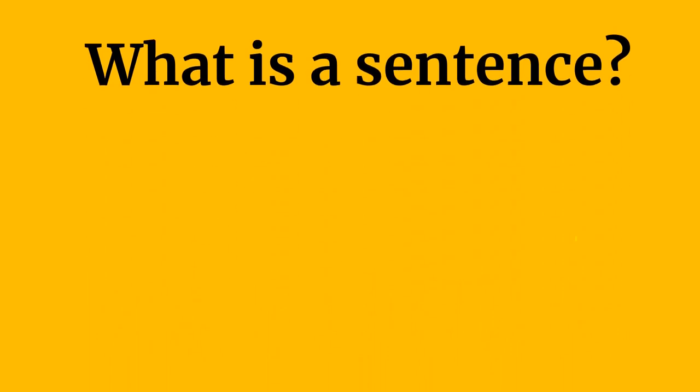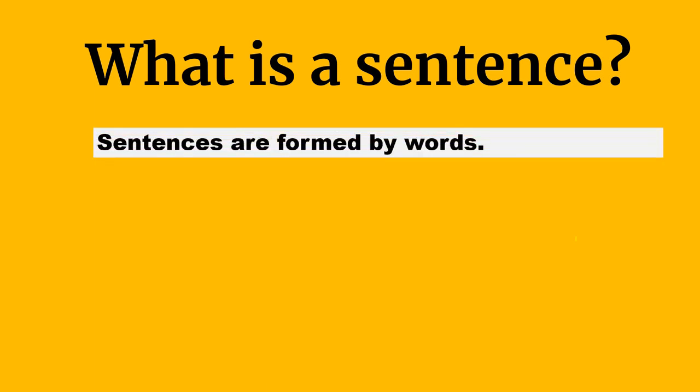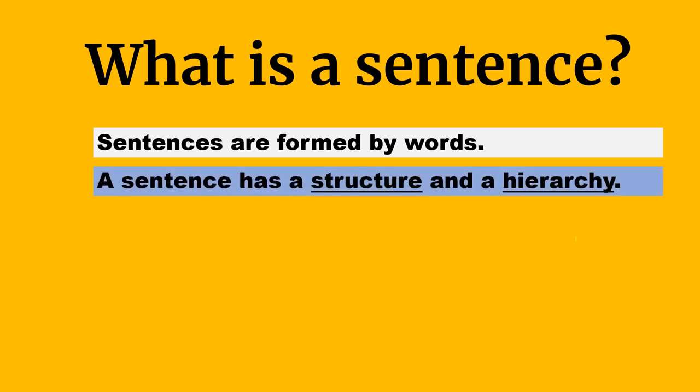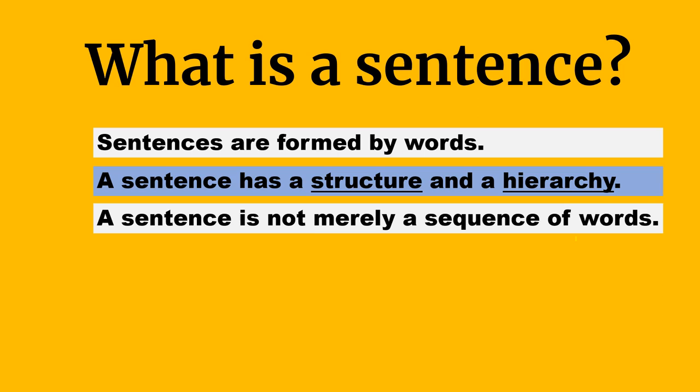What is a sentence? We know that sentences are made by words. Yes, there is a structure to the sentence, and structure in a sense that there is an order, but there is also a hierarchy. A sentence has a structure and a hierarchy. So you know that the structure we had at morpheme level within the word, there is a similar structure at the sentence level. And a sentence is not merely a sequence of words, or just a random sequence of words.